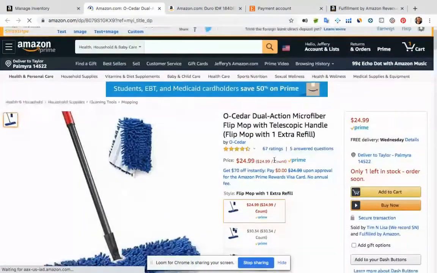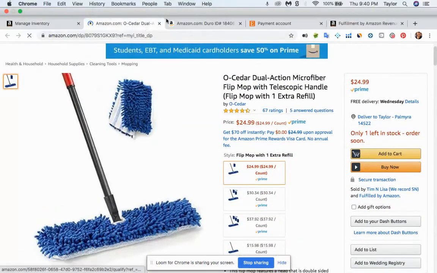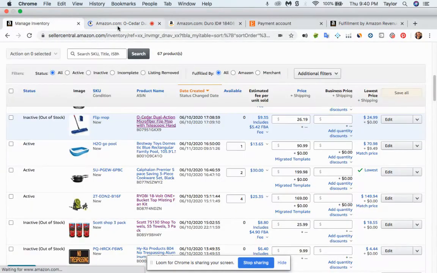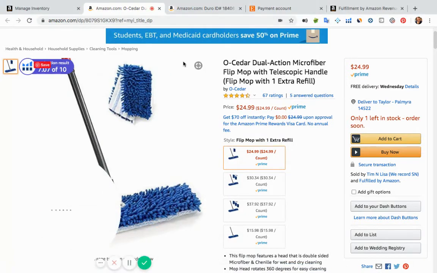Come on, you want to load in or what? Of course, Loom decided to shit the bed on me. Is it going? There we go. This thing's slow as hell.